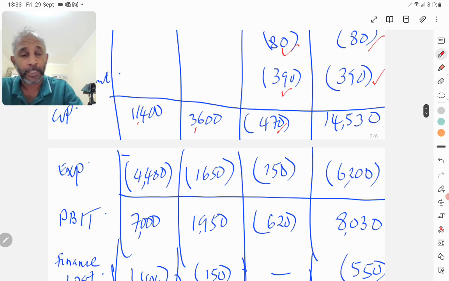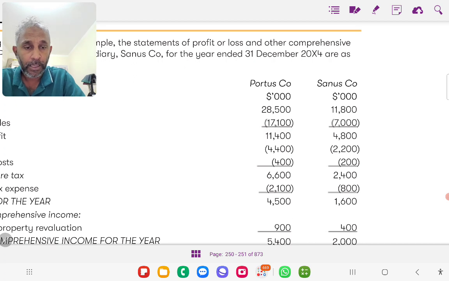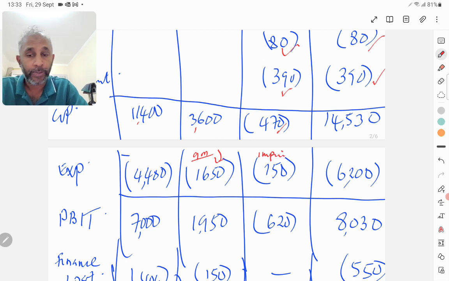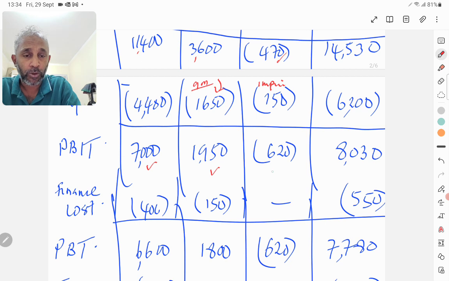And then I have expenses, 4,400 from the parent company, and then 2,200. Of 2,200, here again 9 months working, you need to arrive at this answer. And this 150 is the impairment of goodwill. So total expense comes to 6,200, and then I have profit before interest and tax 7,000, 1,950, and the total adjustment or workings 620. Accordingly, my profit before interest and tax is 8,030.